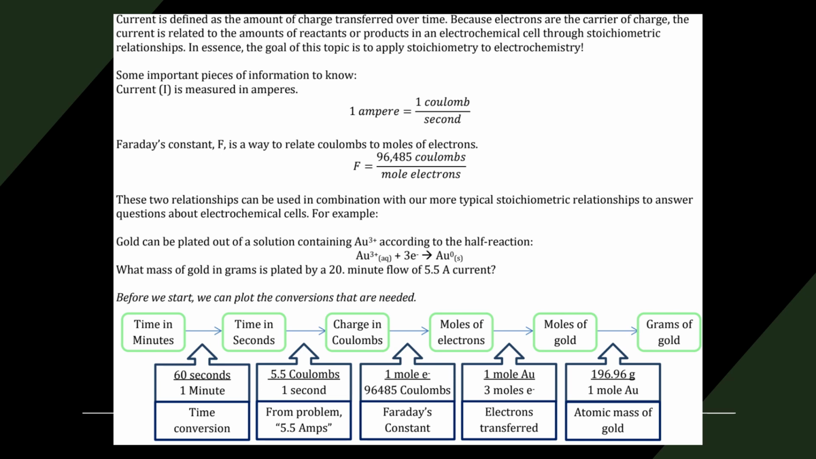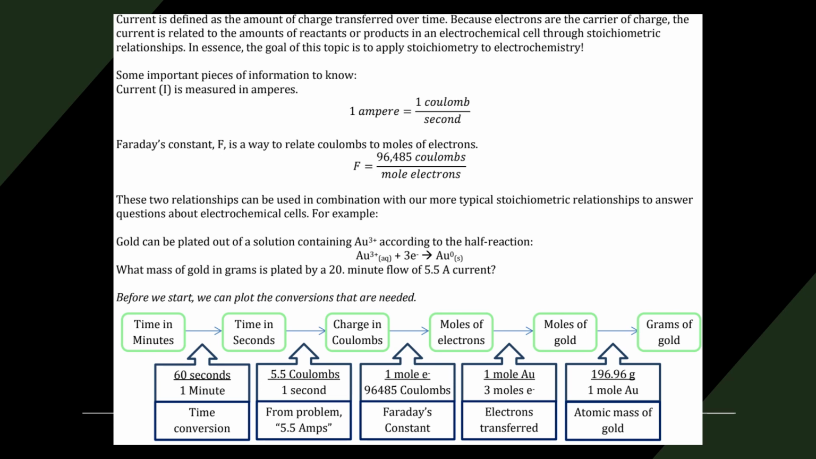So some things to know: 1 ampere equals 1 coulomb per second. Faraday's constant, F, relates coulombs and moles. So Faraday, or the capital F constant, is 96,485 coulombs per mole of electrons. These two relationships you're going to use, and you can see how you can use them with some stoich.